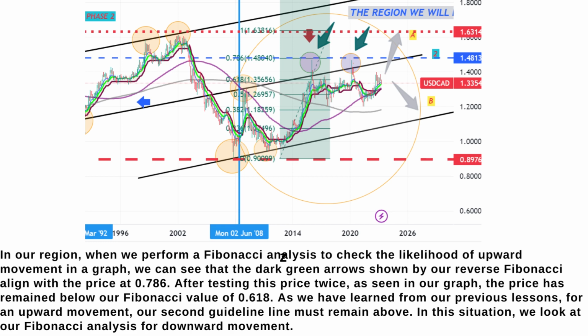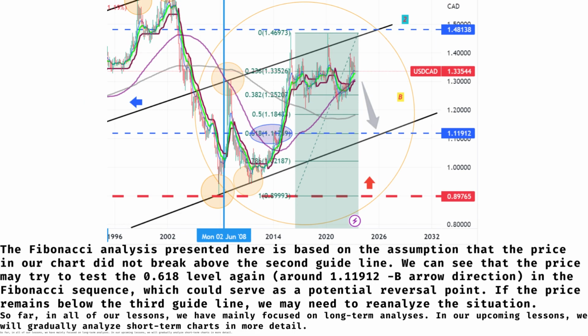In this situation, we look at our Fibonacci analysis for downward movement. The Fibonacci analysis presented here is based on the assumption that the price in our chart did not break above the second guideline. We can see that the price may try to test the 0.618 level again, around 1.11912, in the Fibonacci sequence, which could serve as a potential reversal point. If the price remains below the third guideline, we may need to reanalyze the situation.